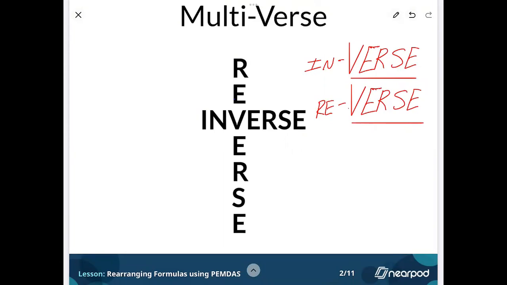There's two kinds of verses that we're going to be doing to find the inverse. We're going to be doing the inverse operation several times, so we're going to be doing multi-inverses, and we're also going to reverse the order. And when we do both of those types of verses, we should be able to come up with the inverse. So that's why I call it the multiverse.